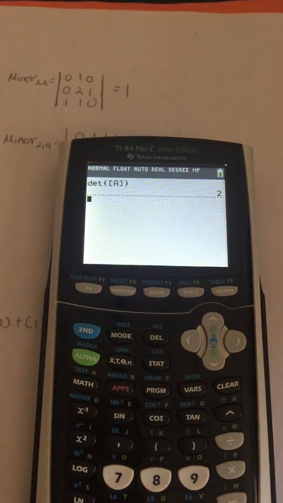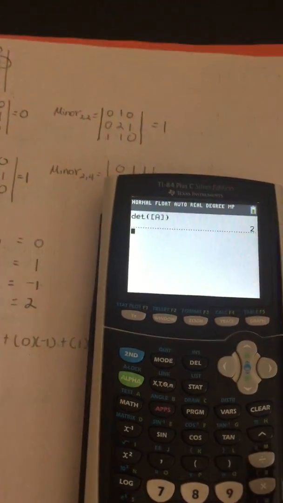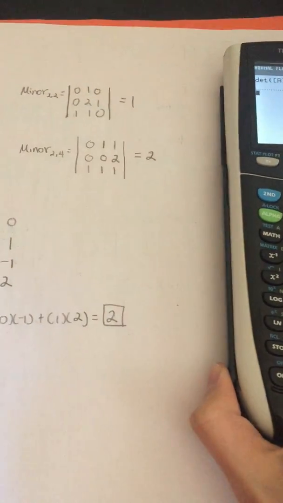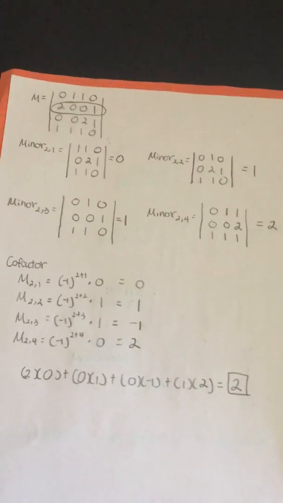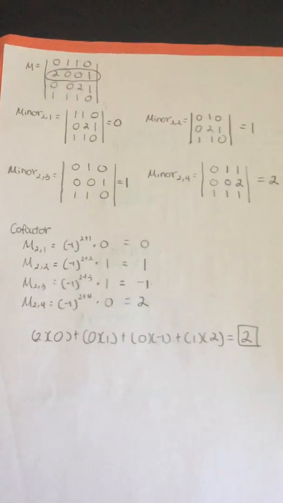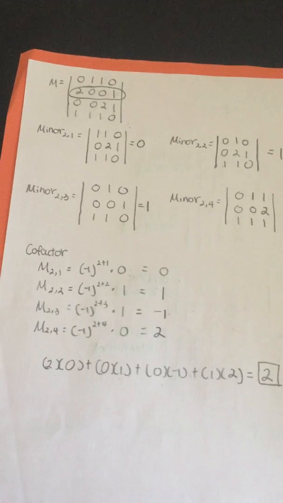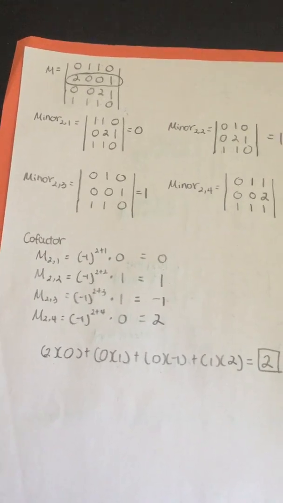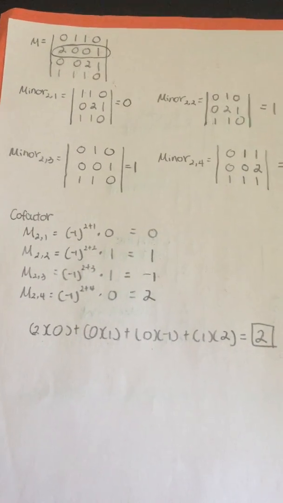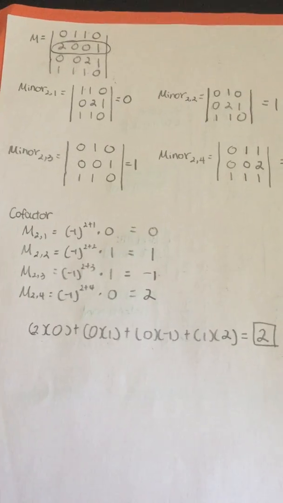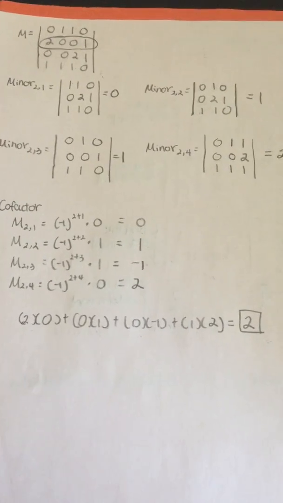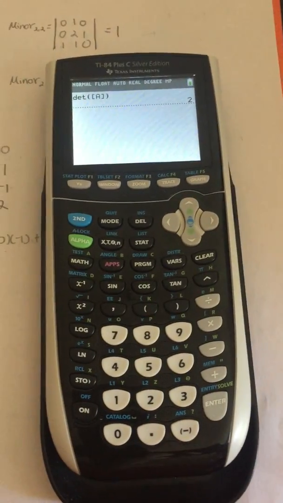So there are 2 ways to verify that you have the right answer. The first one is, I guess, more work, because you can decide to pick a different row or column just to verify that you get the same answer in the end. The second one is a lot easier. You just type it into the calculator.